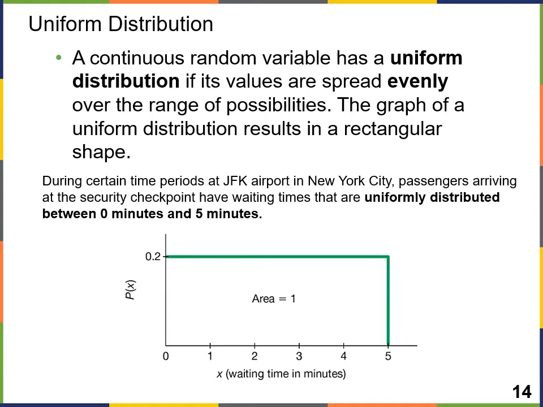So let's look at uniform distribution. A continuous random variable has a uniform distribution if the values are spread evenly over a range of possibilities. And so that would give us this straight across. They're evenly distributed, the same all the way through, okay? And again, the graph would just be a rectangular shape. So here's an example. During certain time periods at JFK Airport in New York City, passengers arriving at a security checkpoint have waiting times uniformly distributed between 0 and 5 minutes. So they start at 0 minutes and they go to 5 minutes.